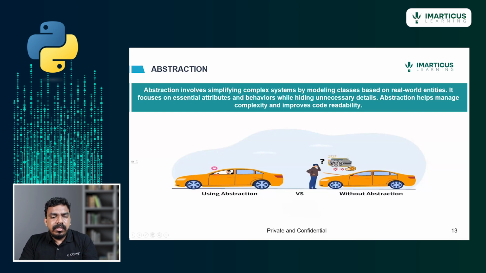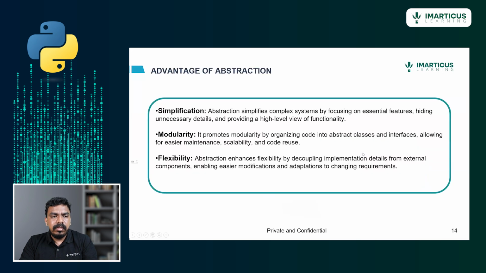So this is how the data looks using abstraction and without using abstraction. You're hiding the unnecessary information and you're displaying only the necessary information. So what are the advantages of using abstraction? The first thing is simplification. Abstraction simplifies the complex system by focusing on essential features, hiding the unnecessary details and providing a high-level view of functionalities.